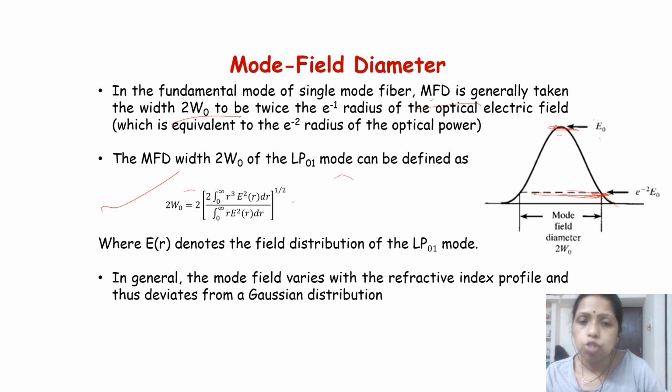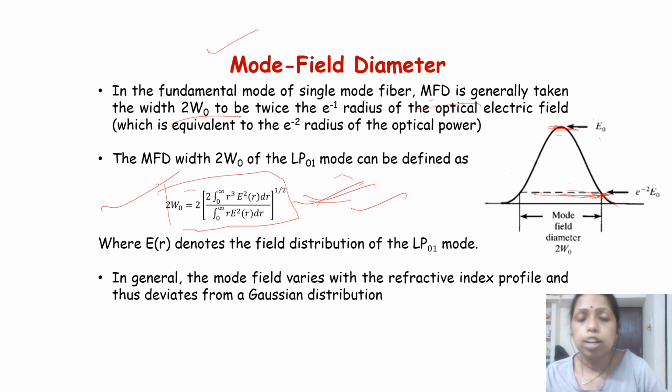There is a formula for this also. A numerical is required, but just for understanding what W naught and the mode field diameter are, this expression is given and how it is related to the electric field. The distribution of the electric field also depends on the refractive index of the optical fiber. So this is about the mode field diameter.